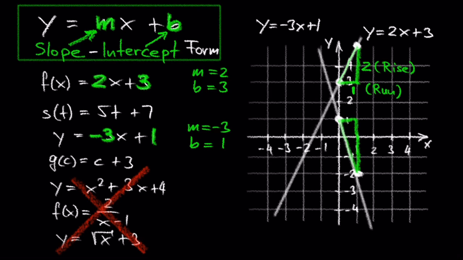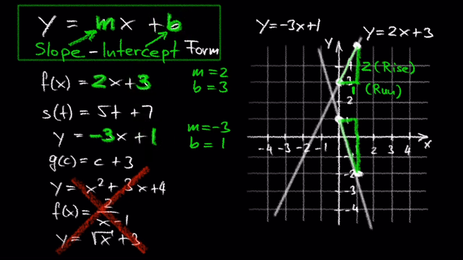Let's do a quick recap. A function that can be written in the slope-intercept form is called a linear function. The exponents of the variable in a linear function are always 1, which we don't need to write, because a variable raised to the power of 1 is always the variable itself. The m in the slope-intercept form represents the slope of the line, and the b represents the y-intercept of the line.